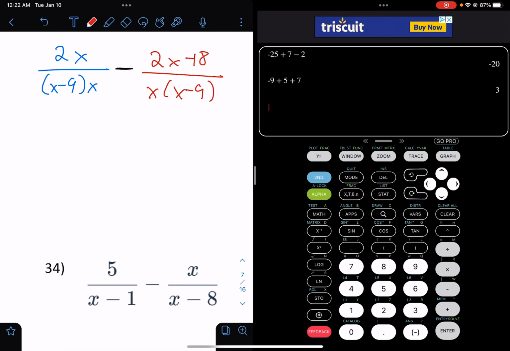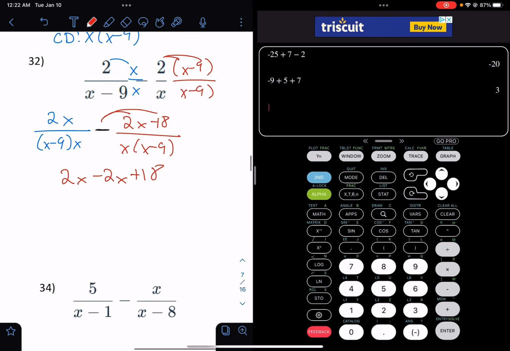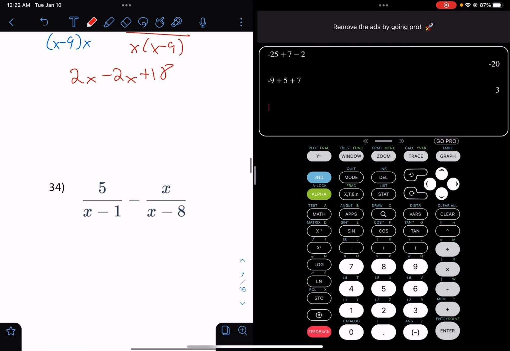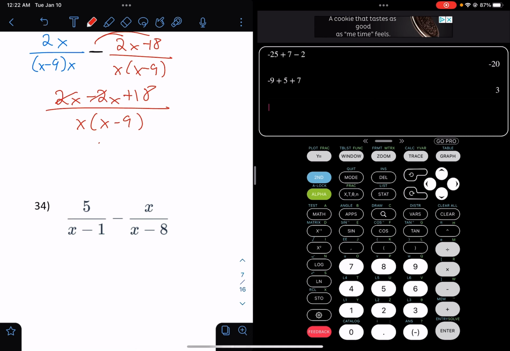Okay, now, at this point, all I have to do is subtract on top. But do not forget, this is what everyone's going to mess up on. You have to distribute that negative. So on top right now, because I have a common denominator, I can just combine like terms. So I get minus 2x plus 18, right? Because it was a minus 18. Now it's going to be a plus because we distributed. And then this is all over our common denominator, x times x minus 9. These guys cancel. So our final answer is going to be 18 over x minus 9.